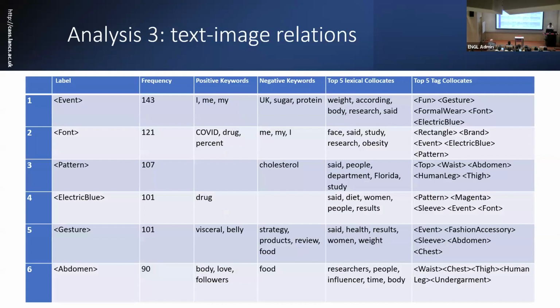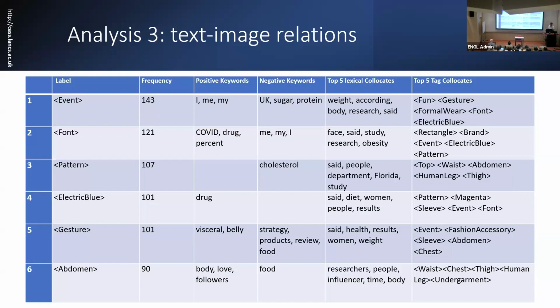But what I'm trying to do here is look at an image and say, what are the words that are associated with that image? What words occur in that file, if a text has a certain image associated with it or a certain tag? So here are the top most frequent image tags in the corpus. The first one is event. So 143 images in my corpus are tagged event. The sixth one, abdomen, occurs 90 times.